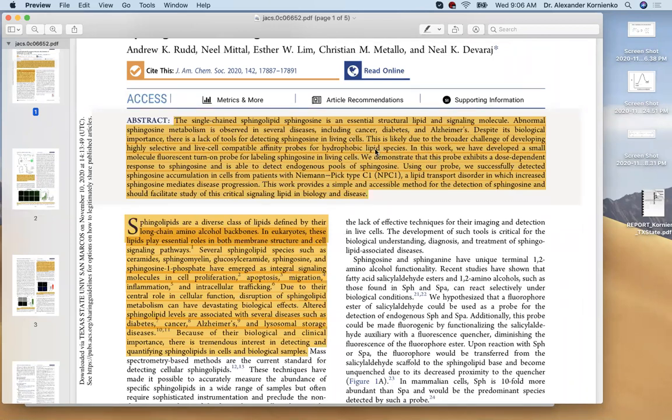All right, so in general, there is a big need for developing highly selective and live cell compatible affinity probes for hydrophobic lipid species. Why do you think, so when we talk about affinity probe, what that means is that there's a probe, a small molecule, let's say it's a fluorescent molecule, and it binds to other molecules in a cell. And when it binds to something, its fluorescence goes up or its fluorescence goes down. And that's how we determine the presence or absence of a particular molecule in a cell.